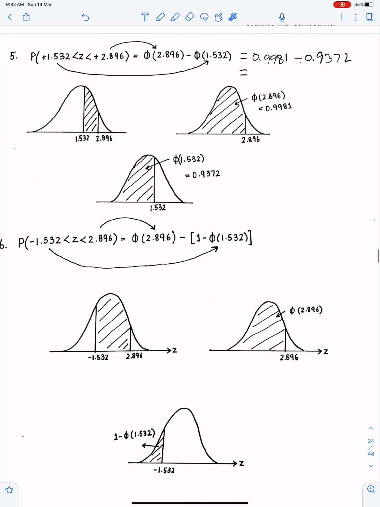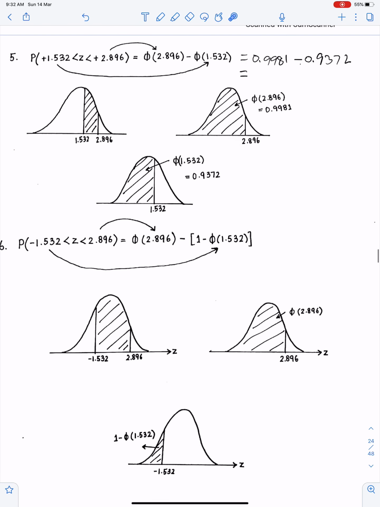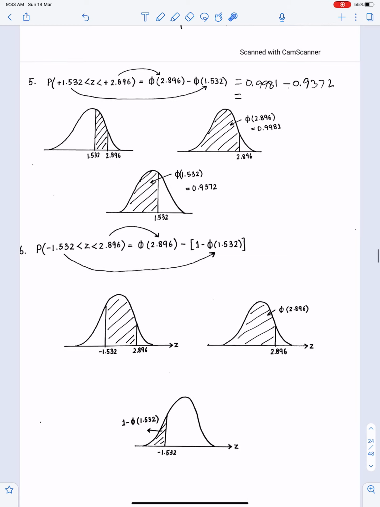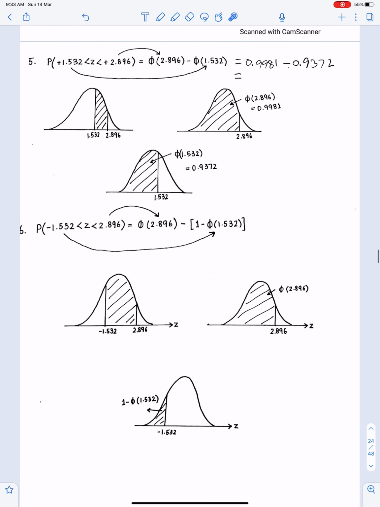Well, while solving a question, you don't need to sketch this and this. This is for your conceptual clarity. Just this sketch is enough. Well, in property number 5, both numbers were positive. So the case was very simple, phi of this minus phi of this.